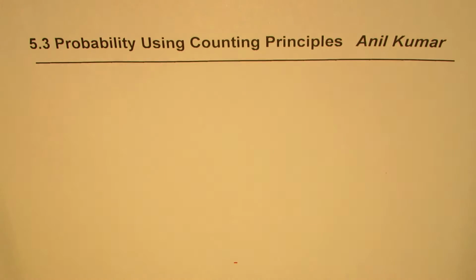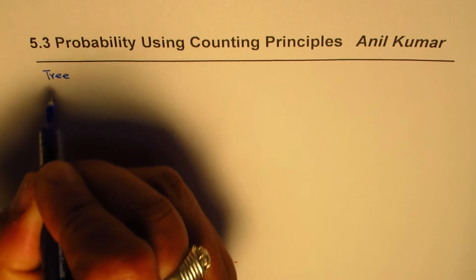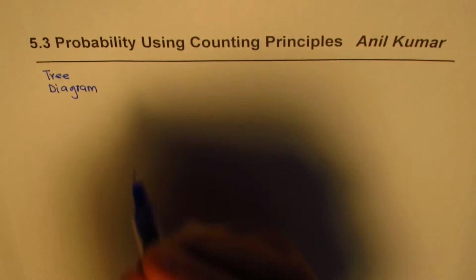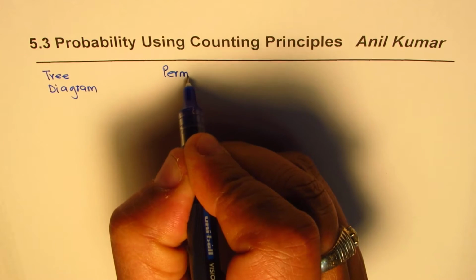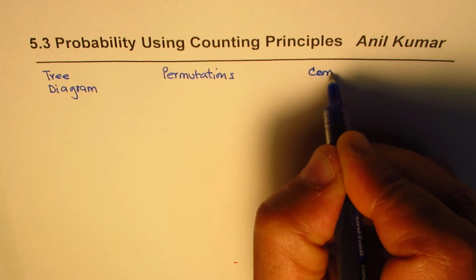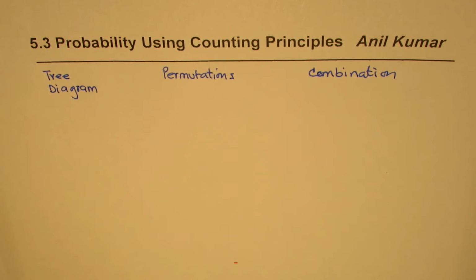We can count the number of possibilities in a couple of different ways. One was the tree diagram, which helped us in counting the number of options. We also talked about permutations, and combinations. So these were three different major groups which helped us count the number of options. And as is obvious, in probability, we need to find the favorable outcomes and the total number of outcomes. So counting is very critical.